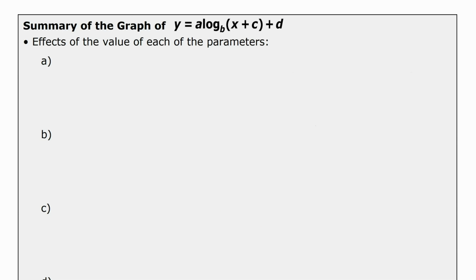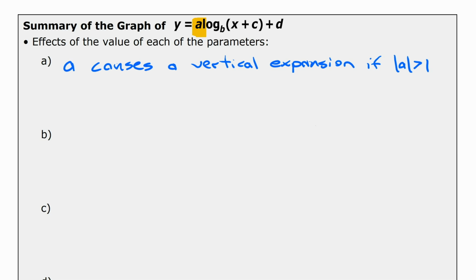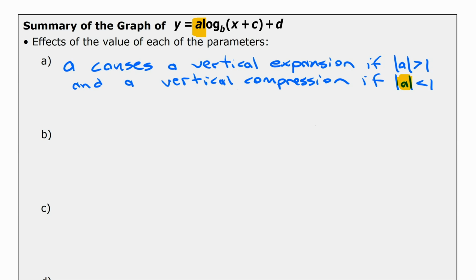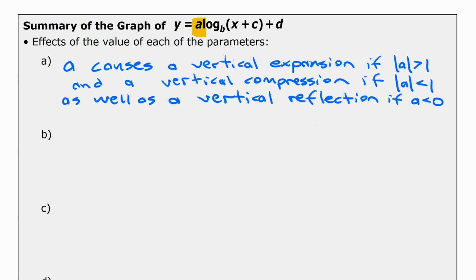All right, so to summarize what some of the parameters in that transformed log function do, the first one, this a value in front here, is the value that causes a vertical expansion if the absolute value of that number is greater than 1, and if the number part is less than 1, it's a vertical compression. And then we also have a vertical reflection if that is a negative in front there. We didn't do any combinations of those two things, but both of those would happen if you have a number that's less than 0 like that, if it's a negative number.